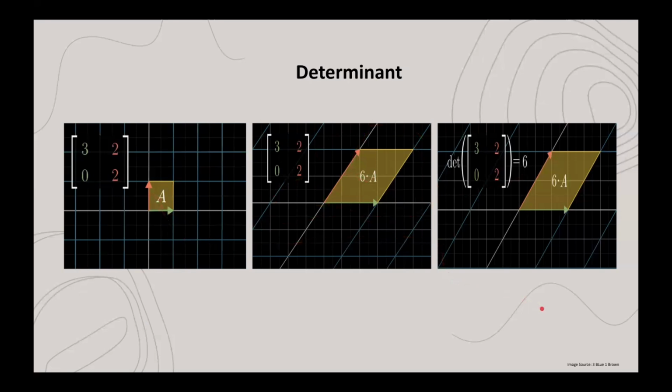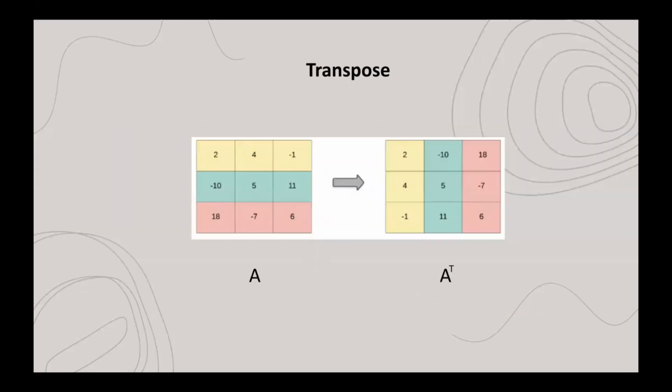If the determinant is 0.5, then it means that the area will be half. And if the determinant is 0, the area collapses to zero, meaning that the transformation squashes the plane into a line or a point. And now let's understand transpose.